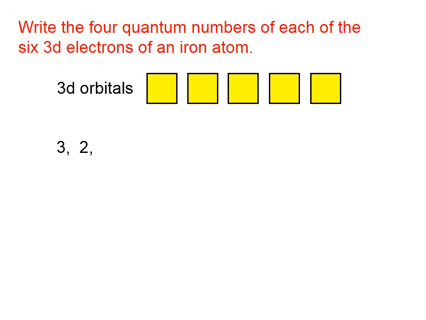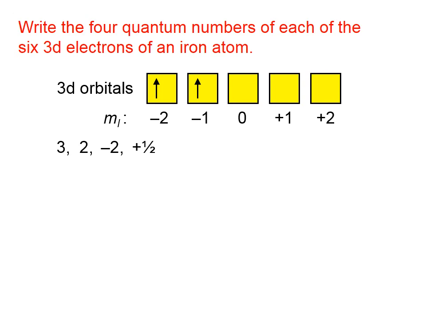The third quantum number then ranges from negative L to positive L. So I'm going to label those orbitals in that way. So then all we do is we put an electron in there. What would the last 2 quantum numbers be for this electron? Well, negative 2 and positive 1/2.